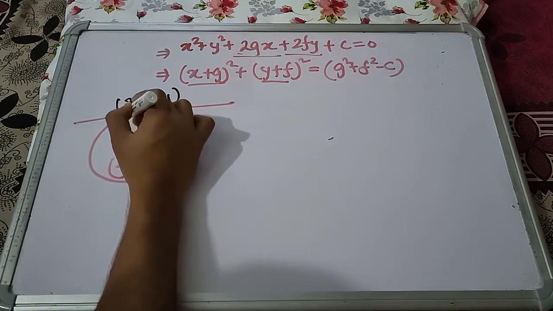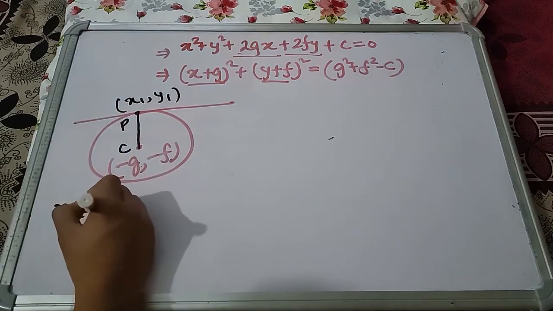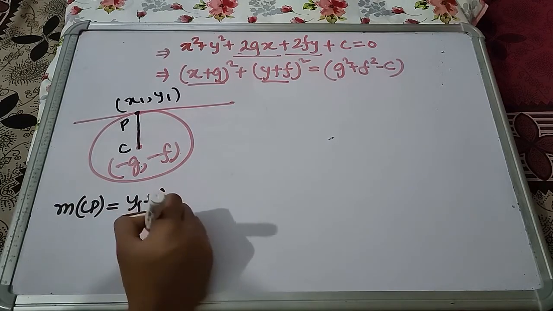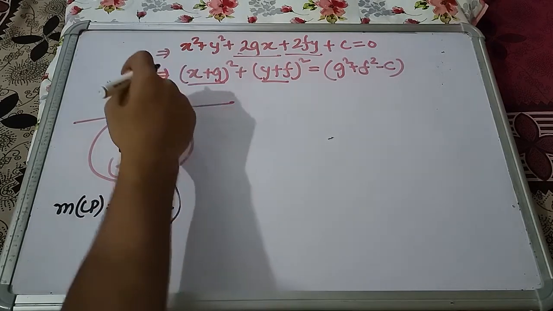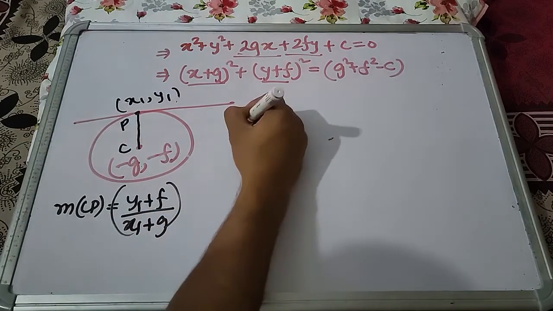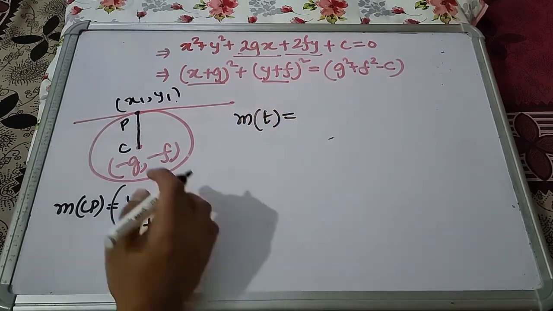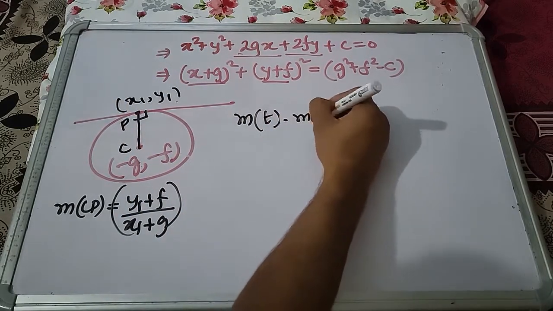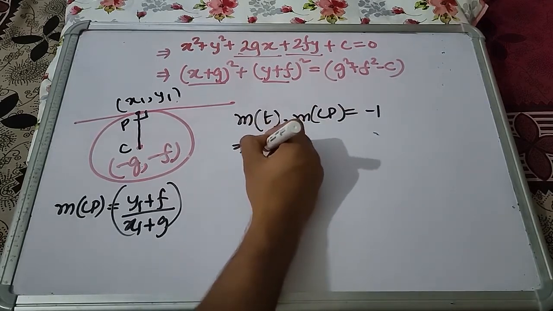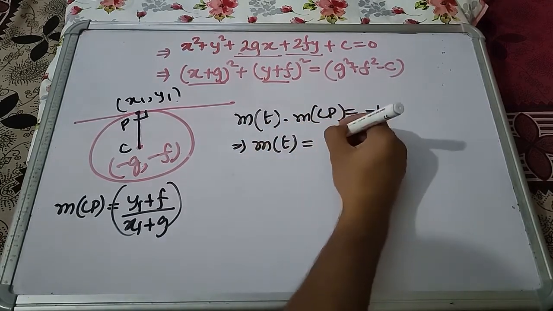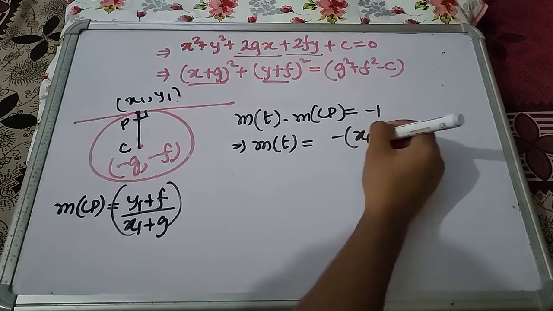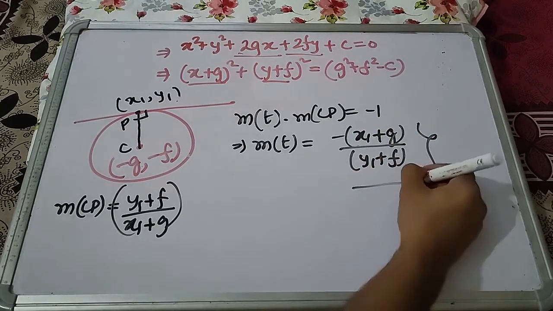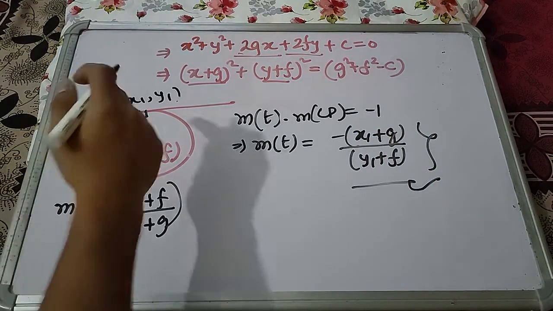Consider this center as C and this point as P. What is the slope of CP? This is y1 plus f by x1 plus g, y1 minus y2 by x1 minus x2. Okay. So what is the slope of the tangent? As both the lines are perpendicular, therefore the relation is m of tangent into m of CP equals minus 1. Therefore the slope of tangent is minus of x1 plus g by y1 plus f. Correct. So this is your slope of the tangent at point x1 and y1.